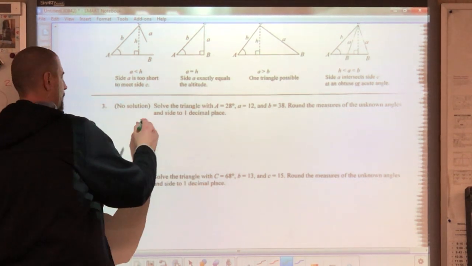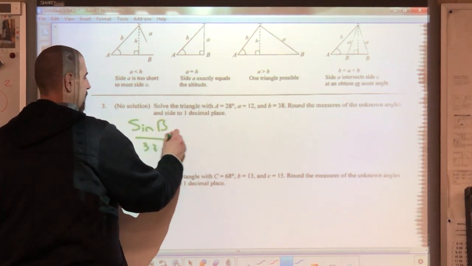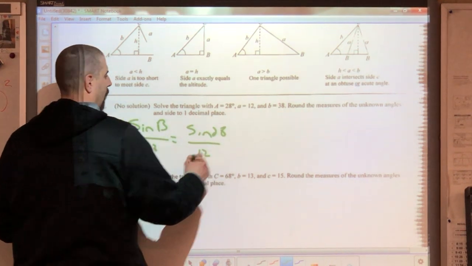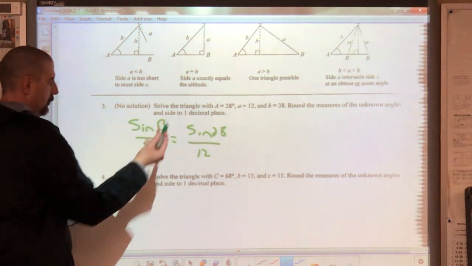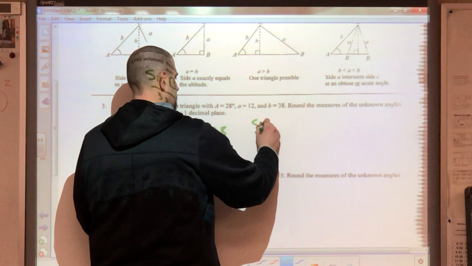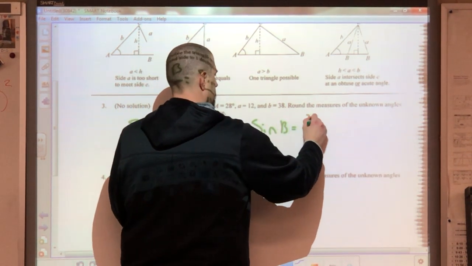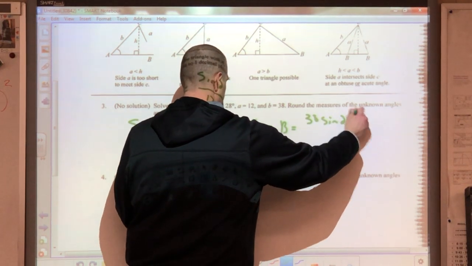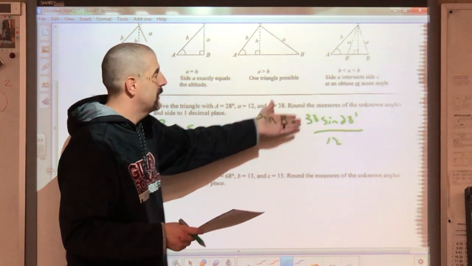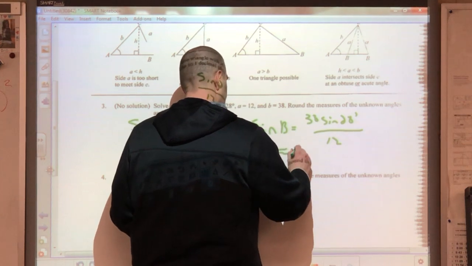So, we have sine of B over 38 equals sine 28 over 12. Again, A to A, B to unknown. So you're going to go ahead and solve it. You're going to get sine B equals 38 sine 28 over 12. Again, cross multiplying. Again, we're looking for an angle, so you want to take the inverse sine of that. If you do, you're going to get angle B is approximately 1.5.